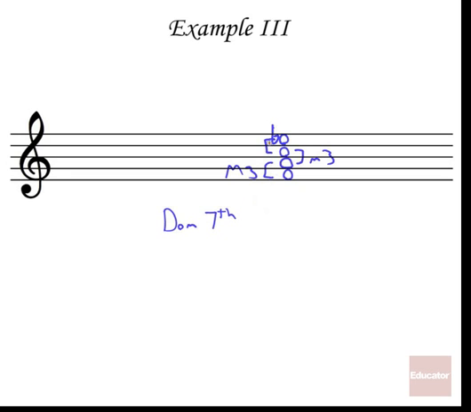And if we wanted to figure out what key this was in, since dominant 7th is always on the 5, we can think about this F as being the 5th degree in what scale, and it's of course B flat major.